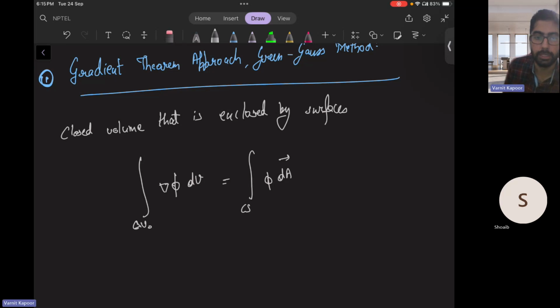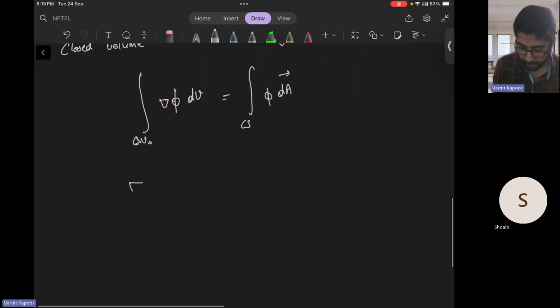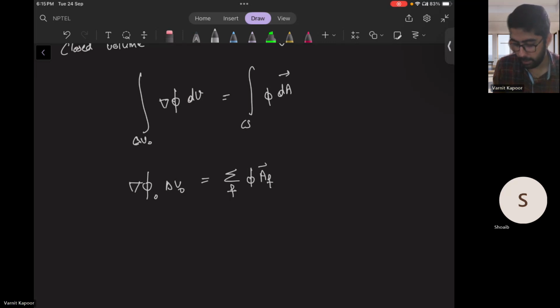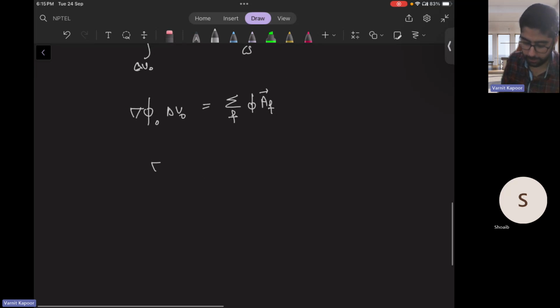Now we use our mean value approximation, and say that the gradient of phi at a cell centroid is representative of the entire cell. That means for a particular cell, the gradient of phi remains constant in that cell. So how can I write this gradient? The gradient of phi naught times delta V naught for that cell is the summation over all the faces of the property phi with the area vector of those faces. So from here, the gradient of phi naught will be 1 by delta V naught times the summation over f of phi f A f.